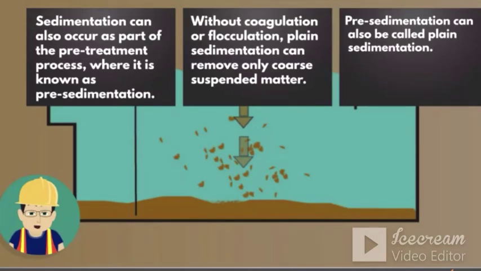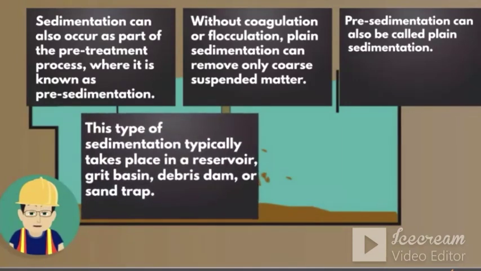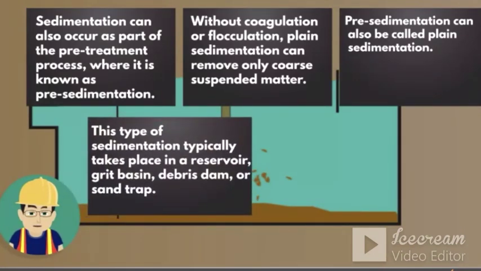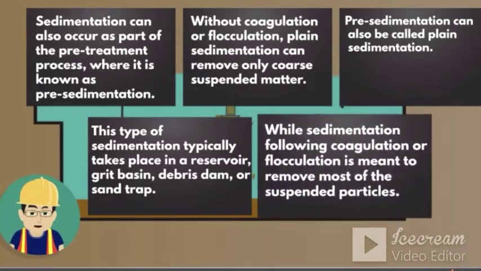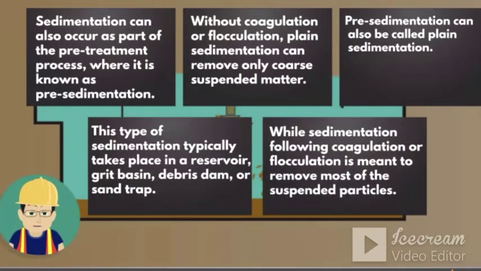Pre-sedimentation can also be called plain sedimentation because the process depends merely on gravity and includes no coagulation and flocculation. This type of sedimentation typically takes place in a reservoir, grit basin, debris dam, or sand trap at the beginning of the treatment process. While sedimentation following coagulation or flocculation is meant to remove most of the suspended particles in the water before the water reaches the filters.